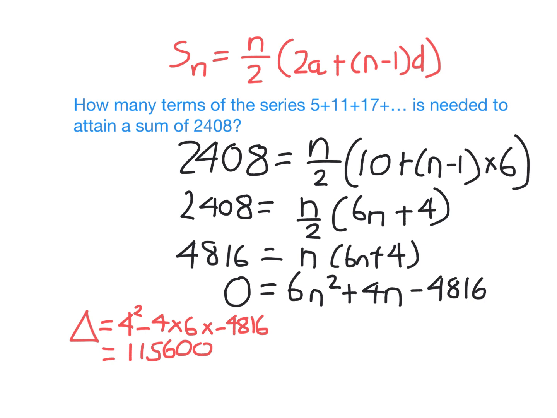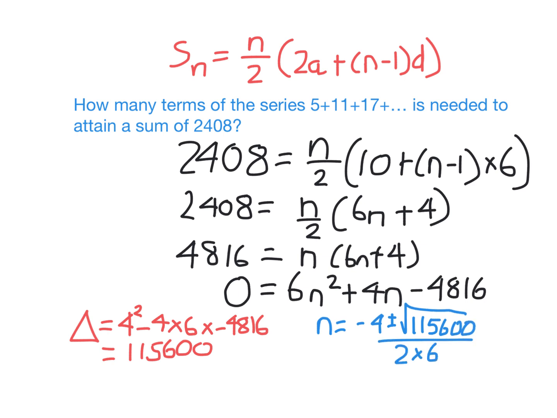So first we calculate the discriminant, b squared minus 4ac. We get this number here. That's good. That tells us that there will be 2 solutions. So the solutions will be n equals minus b plus or minus the square root of the discriminant, all divided by 2a, 2 times 6.